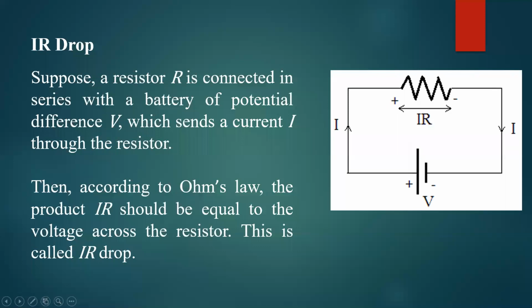So remember this: whenever a potential difference is applied, the IR drop will appear. Okay, current into resistance is actually the voltage across the resistor. You remember this point? So this is enough for today.